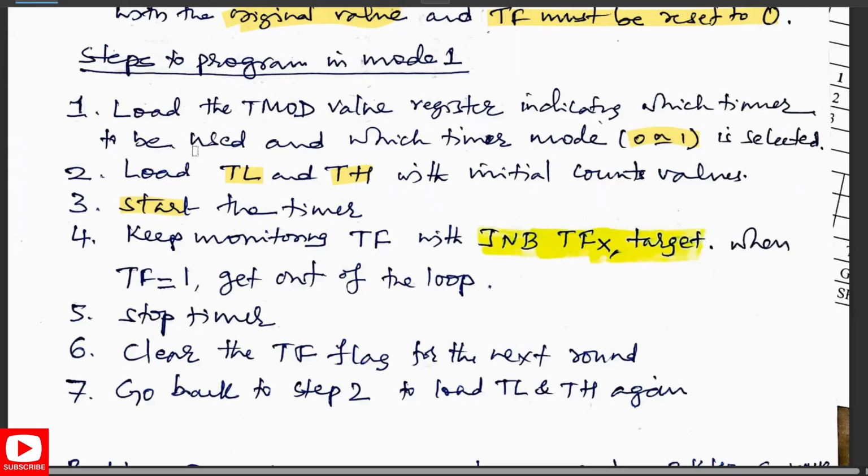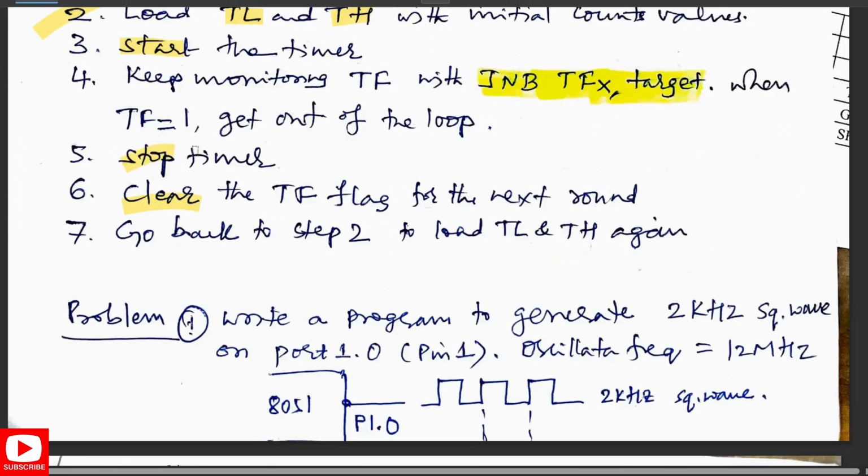So jump if TFx, with a target. When TF is 1, get out of the loop. Then stop the timer. Clear the TF flag for the next round. Then go back to step 2 again. Load TL and TH again.